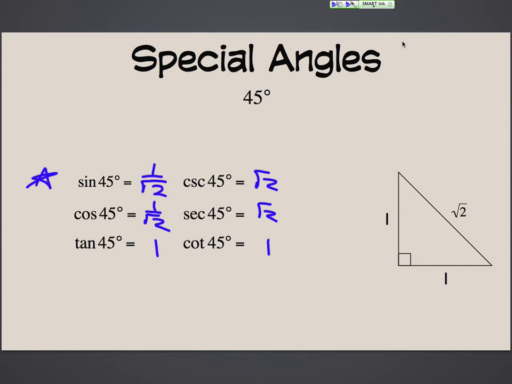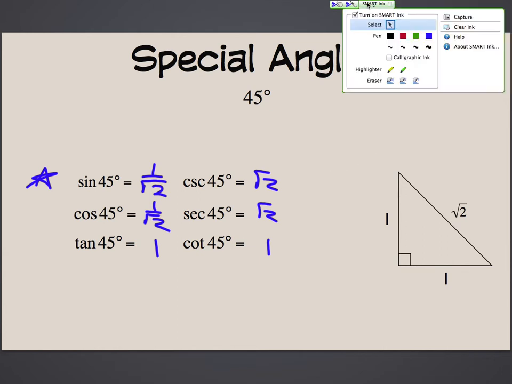Yes. So when you said we need to memorize them, the numbers are going to be different? No. Always. Sine of 45 is always 1 over radical 2. Okay. Always.